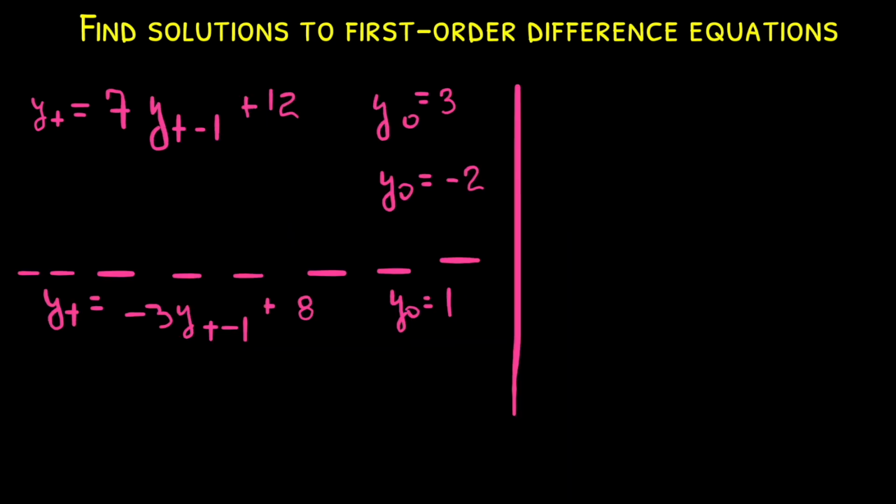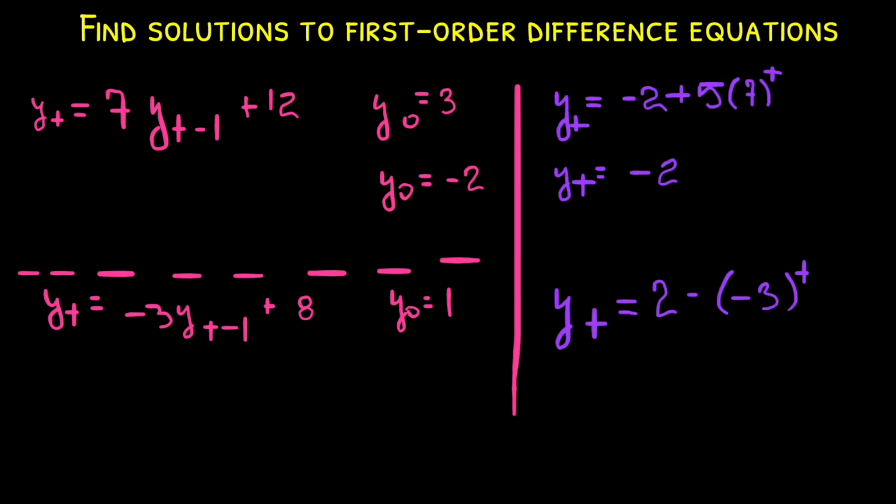Here are some practice problems that you can try. In the first part, you have the yt equation, and you can try it for both when y0 equals 3 and when y0 equals minus 2, and the same for the one below. And the answers will appear on the right in the next slide. And here are the answers.